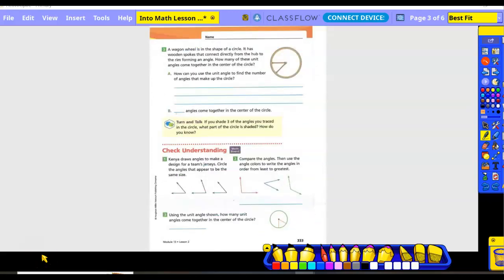Number 3, a wagon wheel is in the shape of a circle. It has wooden spokes that connect directly from the hub to the rim, forming an angle. How many of these unit angles come together in the center of the circle? How can you use the unit angle to find the number of angles that make up the circle? Okay, so they have that there's one set, right? Okay, they want to know how many it would go all the way around.